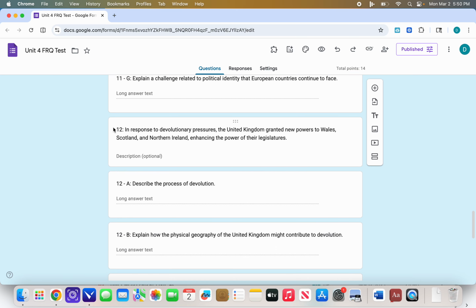Now we move on to 12. 12 does not have any stimuli. It's a zero stimuli prompt.